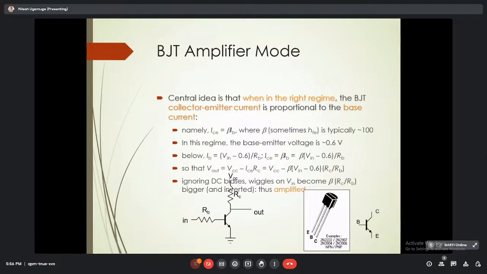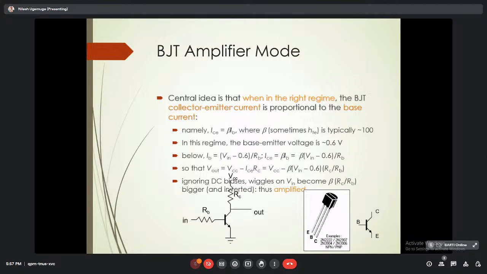That is why the base is thin and lightly doped, and the collector is larger in size and moderately doped. That is one of the reasons. Another parameter we can calculate is the current gain for the common emitter configuration. We have three different configurations: common emitter, common base, and common collector. For the common emitter configuration, we calculate beta, which is the current gain, and typically beta has a value of more than 100, up to 500 also.